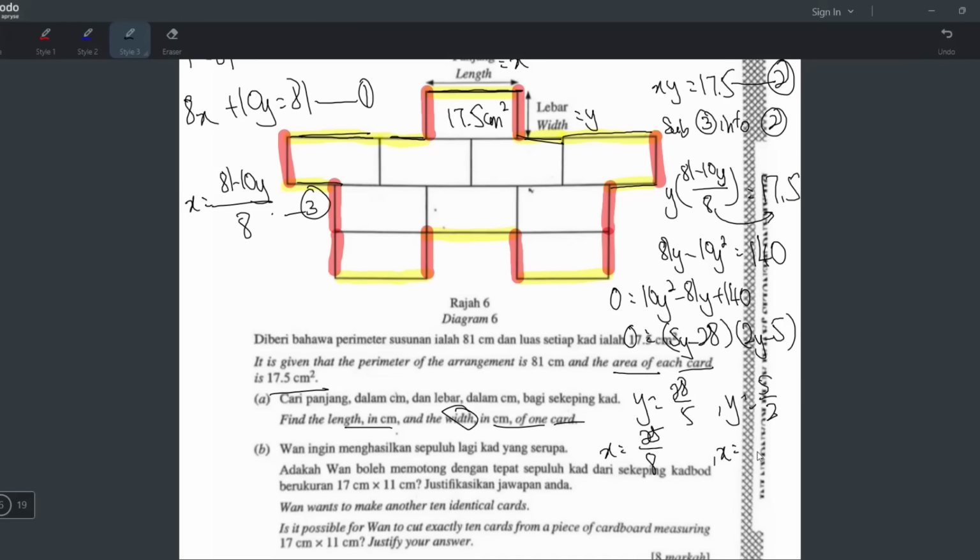And then repeat the same thing here. This one is 5/2. So substitute inside here. So 10 times 5/2. And then 81 minus answer. And then answer divide 8. Alright, my calculator gives me 7.